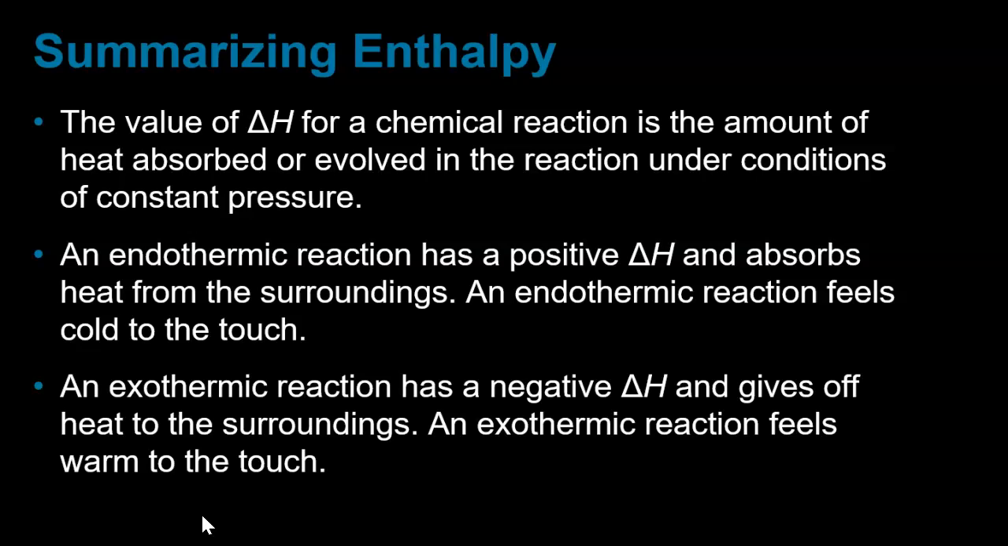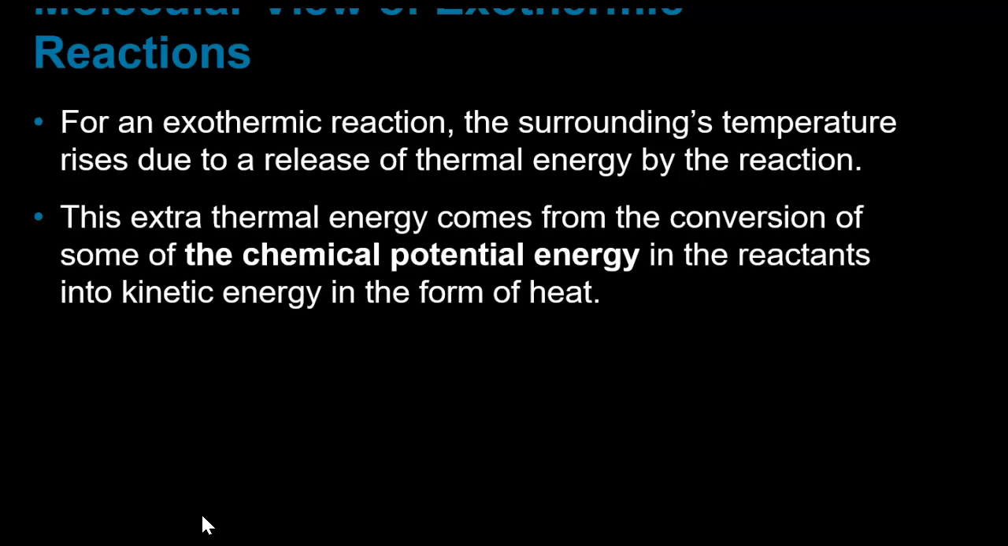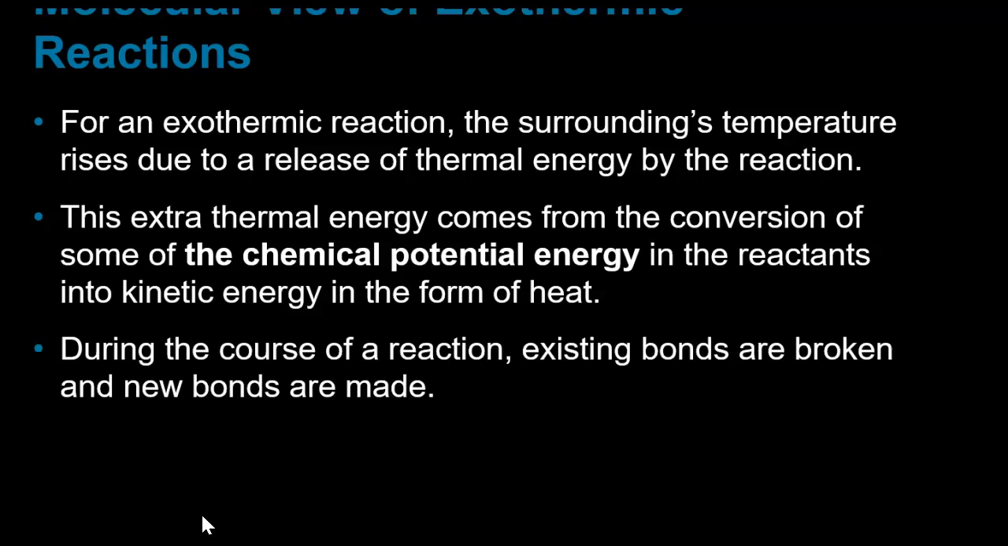An exothermic reaction has a negative delta H, gives off heat to the surroundings, and feels warm to the touch. For an exothermic reaction, the surrounding temperature rises due to the release of thermal energy by the reaction. This extra thermal energy comes from the conversion of some of the chemicals' potential energy in the reaction into kinetic energy in the form of heat. And again, we'll be measuring this in the lab by taking the temperature during a reaction and seeing how much release of energy takes place.